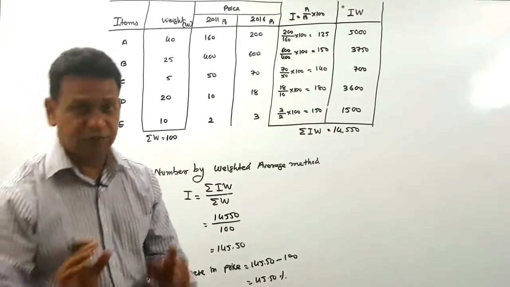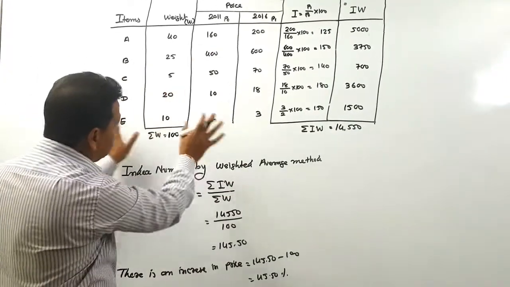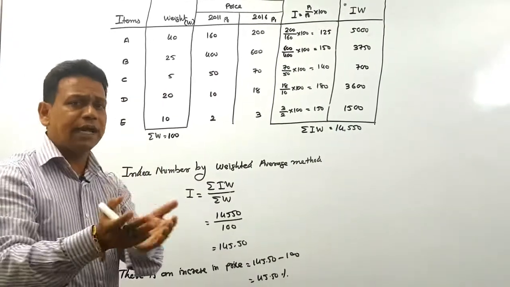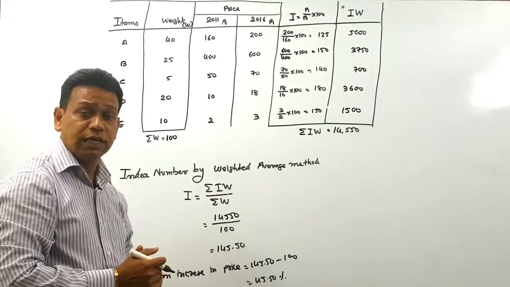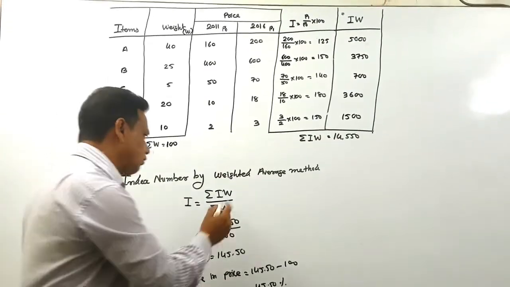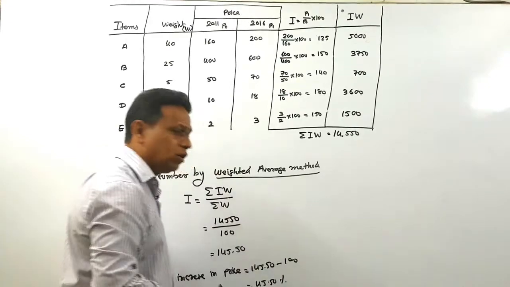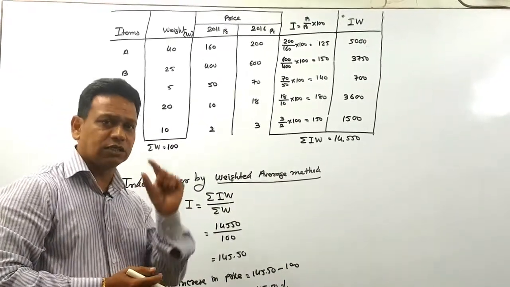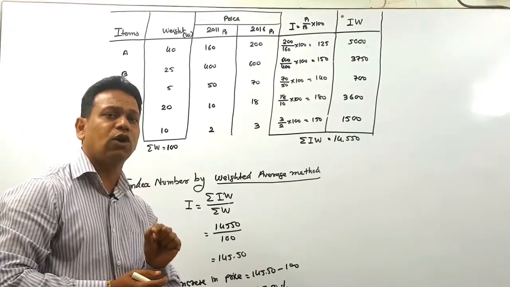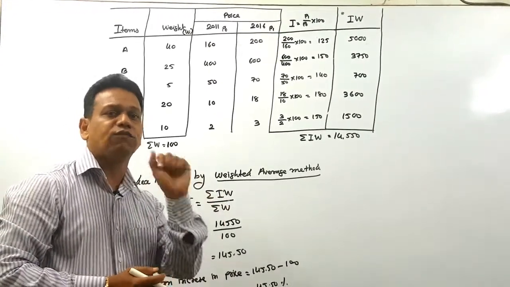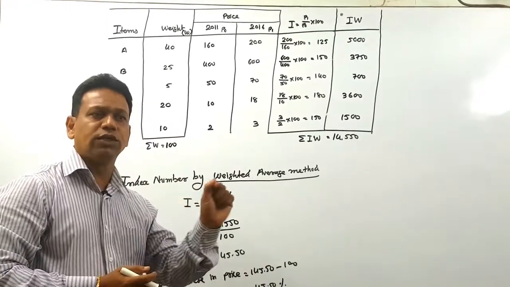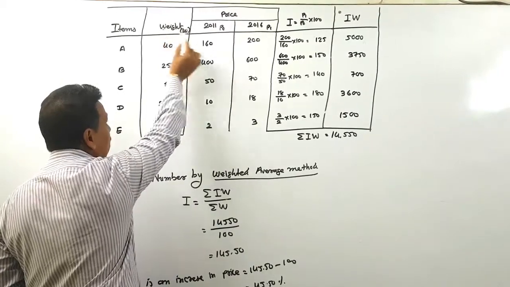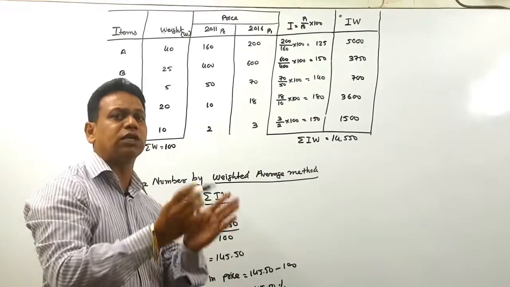And now listen carefully. See the data. Sometimes they do not give any information about W, that is called weightage, and they ask us to find the weighted average method index number. In the discussion of the formula, I discussed what W means: it is the product of price and quantity of the base year, P0 into Q0. So instead of weight, they have given the quantity of 2011. That means it is Q0.